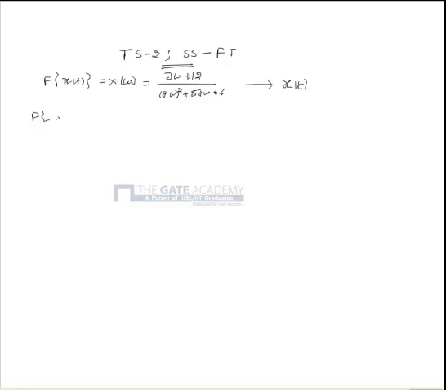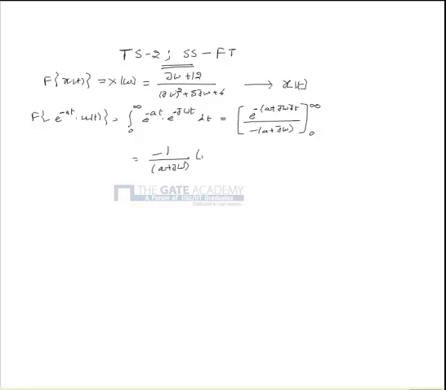We know that Fourier transform of e power minus at multiplied by u of t is given as integral 0 to infinity e power minus at e power minus j omega t dt, which on integration becomes e power minus (a plus j omega) t divided by minus of (a plus j omega), and the limits to be substituted are 0 to infinity. This on simplification becomes minus 1 by (a plus j omega) multiplied by (0 minus 1), that is equal to 1 by (a plus j omega).